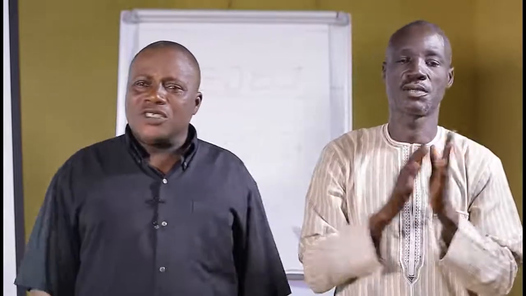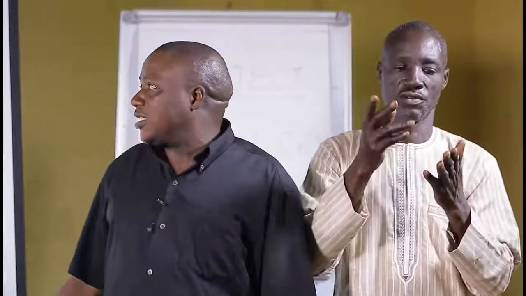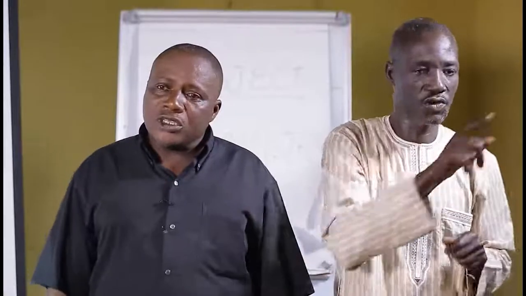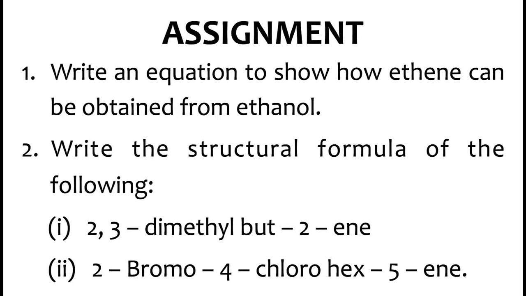Before I wrap up this discussion, I would like to read out this assignment for you. Then you do it, then you get back to us. The first question is, write an equation to show how ethene can be obtained from ethanol.